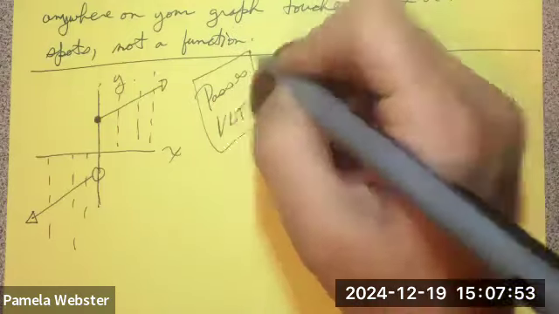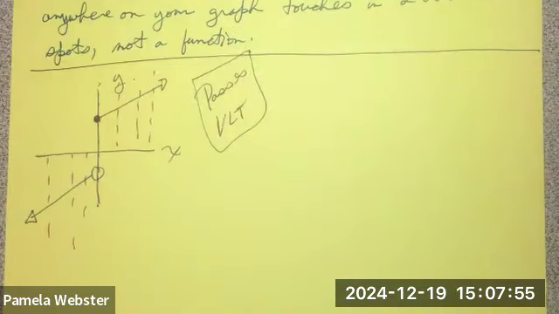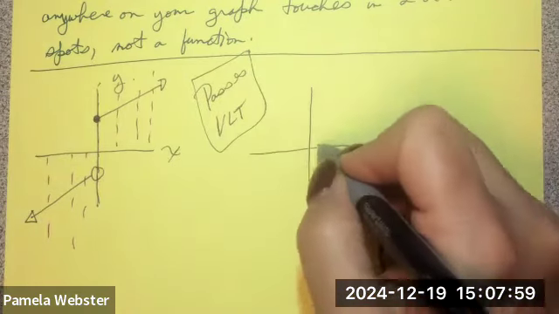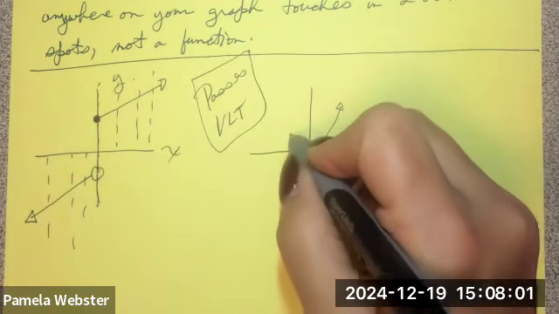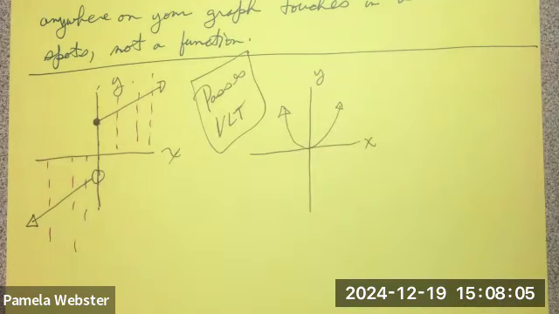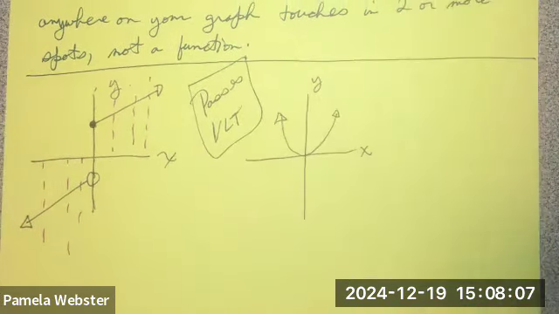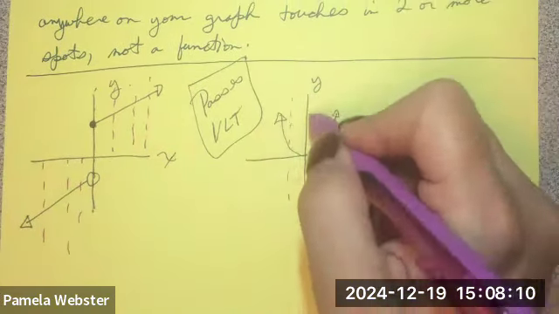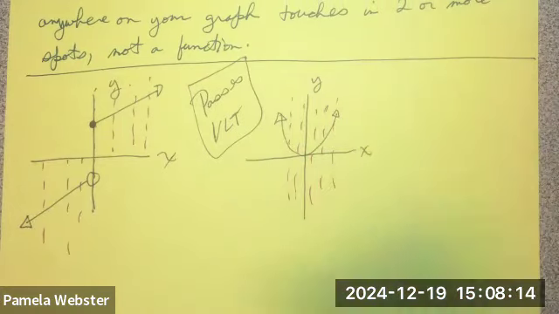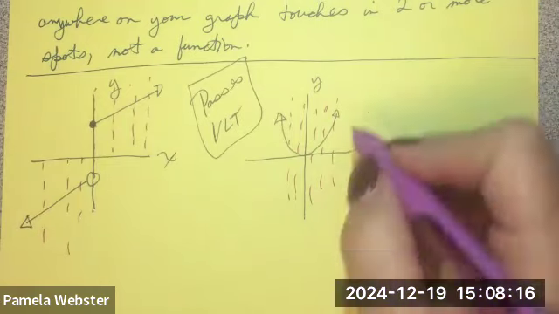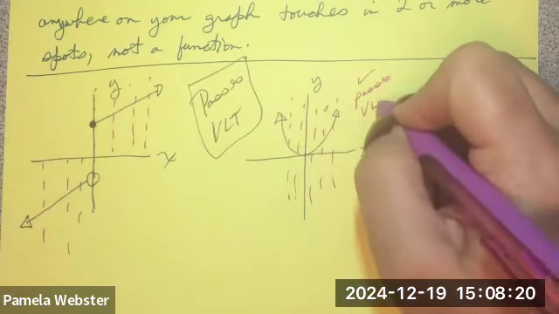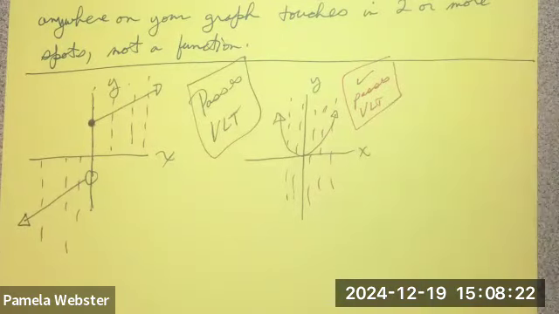No problem. Also I could have something like, let's just do a pretty parabola. We've probably seen these before. That's for whenever we have quadratic functions. Again, I can draw vertical lines all through here, and I only hit once, no problem. It passes the vertical line test, no problem.